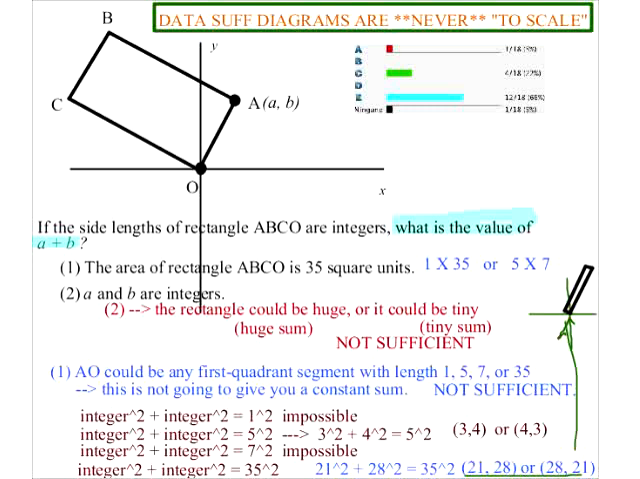So that's not what the picture looks like. The only possibilities that are actually going to look like the picture are if this is 5 and this is 7, because 35 by 1 is not going to give you the right picture. So these are your only two possibilities.